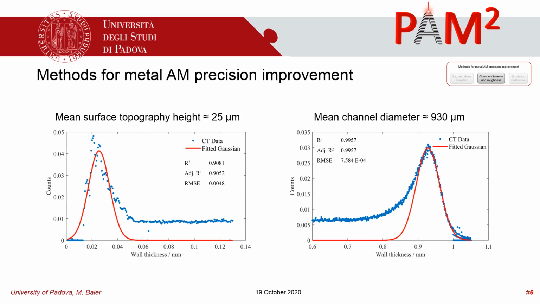As you see, the results of the analysis result in two histograms which reveal, on the one hand, the amount of and distribution of micrometric features on the surface of the channel on the left, and on the other hand the distribution of air inside the channel. In both cases, Gaussian peaks can be fitted to obtain the so-called mean surface topography height on the left and the mean effective channel diameter, which further can be used for flow simulations.